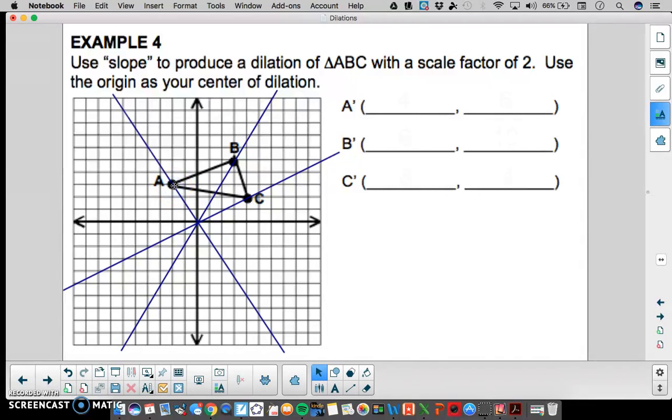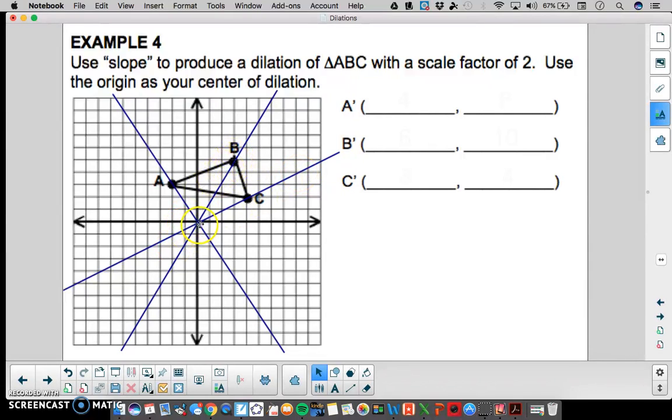If I want a scale factor of 2, I need to count that slope twice from my center of dilation. So from my center of dilation, up 3 over 2, that's once. Up 3 over 2, that's twice, and that point would be A prime. To get to C, I would go up 2 to the right 4. So from my center of dilation, I need to count that slope twice, or go twice as far. So I would go up 4 over 8.